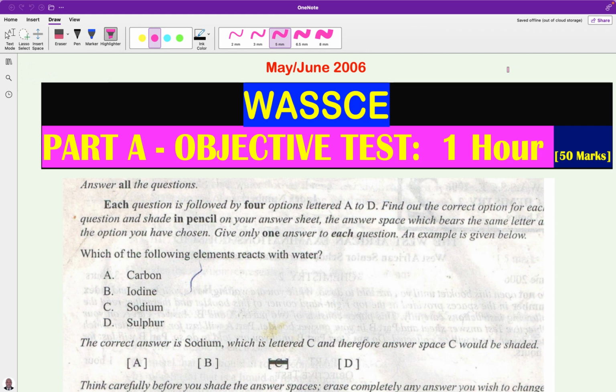Before we continue, I want to apologize for the poor quality of the paper that was provided to us.